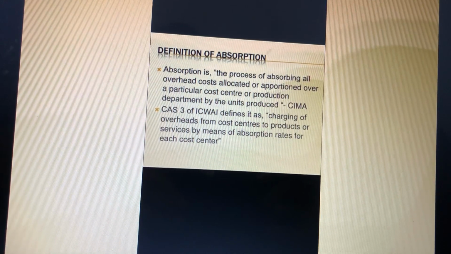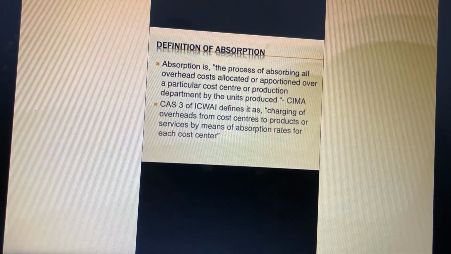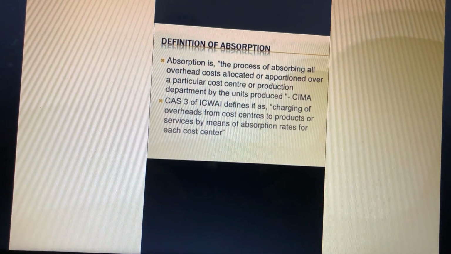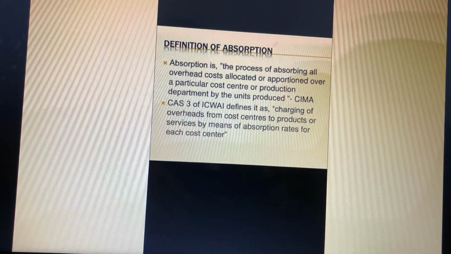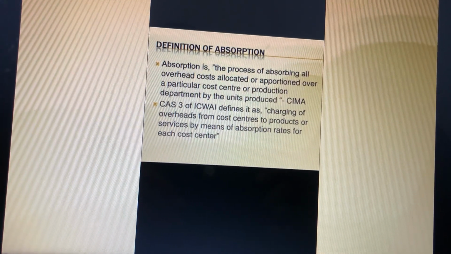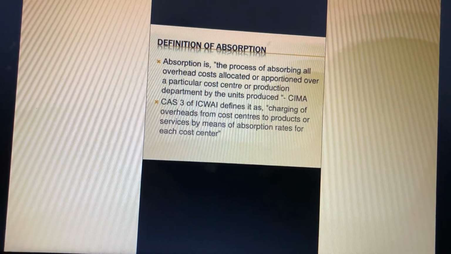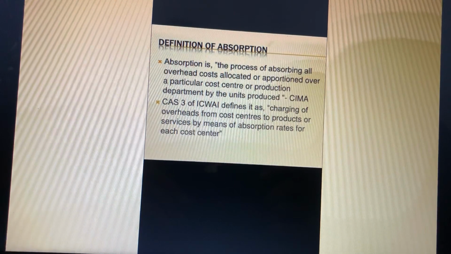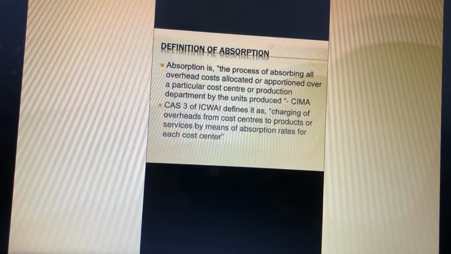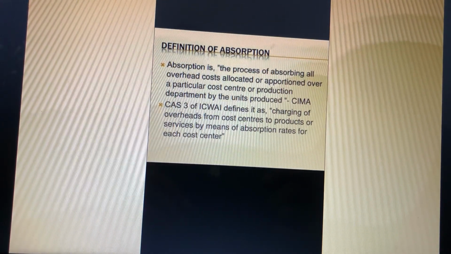It means a distribution of the overhead expenses allocated to a particular department over the units produced in that department. According to CIMA London, absorption of overheads is the process of absorbing all overhead costs allocated or apportioned over a particular cost center or production department by the units produced. In simple words, it is a method of apportionment of overhead expenses of the cost centers to cost units, known as overhead absorption.